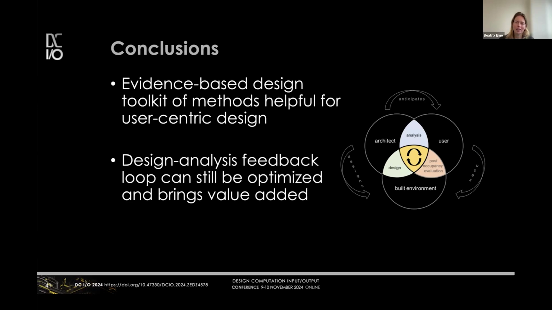And I think that this design analysis feedback loop is not particularly efficient at the moment, with different softwares having to be used and import and export of files. It's not just like a right click in your CAD program and you say analyze this in terms of, you know, the user experience. So I think that still has to be optimized, and nevertheless, I think it has value.